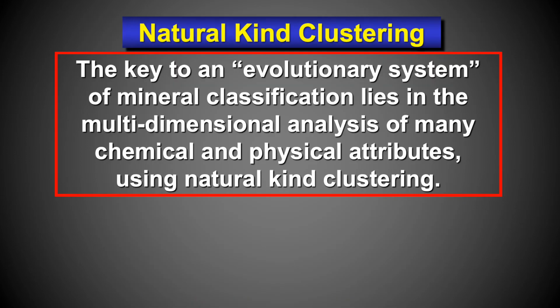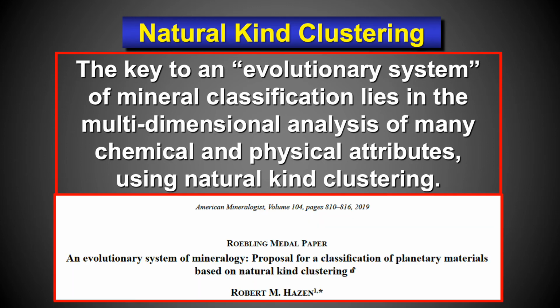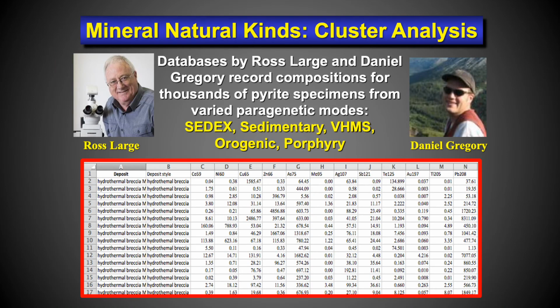So we think there's a new system of mineralogy that's needed, and the key to this evolutionary system of mineral classification lies in all that information, the multidimensional attributes of minerals. This idea was presented in 2019, and we're now moving ahead using various kinds of approaches, including natural kind clustering. We have a very large database of pyrite, 8,000 pyrite analyses with multiple trace and minor elements. Indeed, those very elements which are so important to the origin of life in some cases.